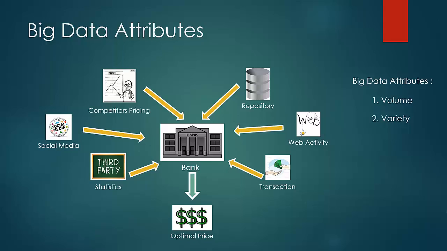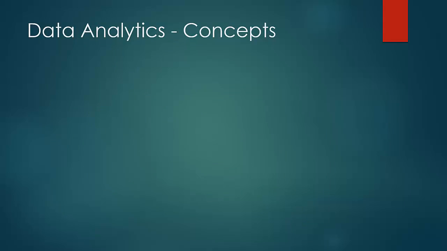Third is the velocity. The fresh new data that would be flowing to our organization would be on a weekly, daily, or might be on an hourly basis. This rate of flow of data with time is described as velocity. So there are these three attributes, volume, variety, and velocity, which are to be kept in mind when thinking of big data. Let's look at a few key points that are vital for data analytics to generate accurate results.